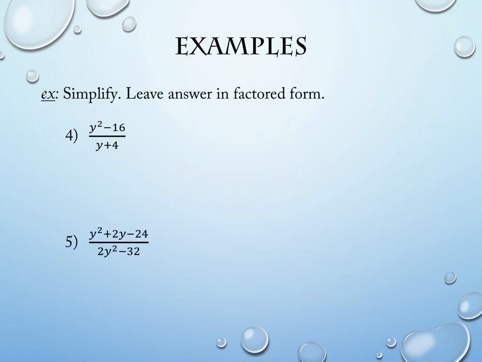Number 4. Number 4 was a lot like the last question on your quiz. What do we call that problem? It's close. Not a perfect square, but a difference of squares, right? It's a difference because it's subtraction. It squares each individually. So how would y squared minus 16 factor? Y minus 4 and y plus 4.